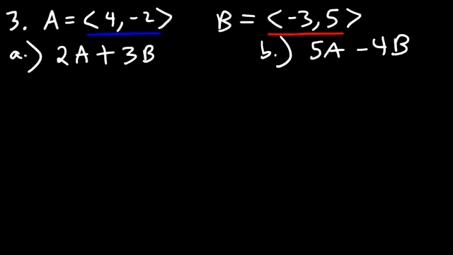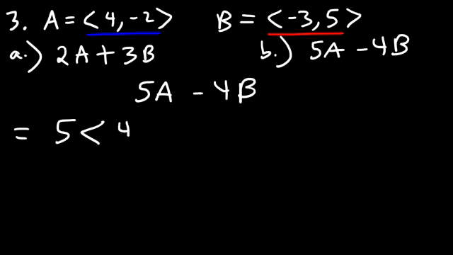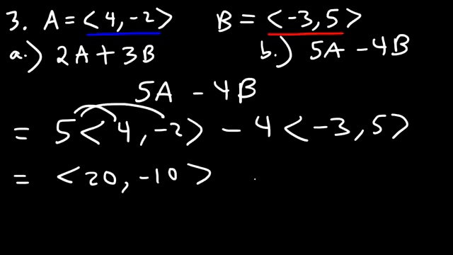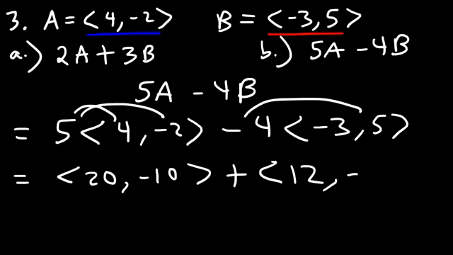Now let's do the same for part B. So we have 5a minus 4b. So let's begin by replacing a with 4, -2. And let's replace b with -3, 5. So let's begin by distributing the 5. 5 times 4 is 20. And 5 times -2 is -10. Now I'm going to distribute the negative sign, so I'm going to put a plus here. -4 times -3 is 12. And -4 times 5 is -20.